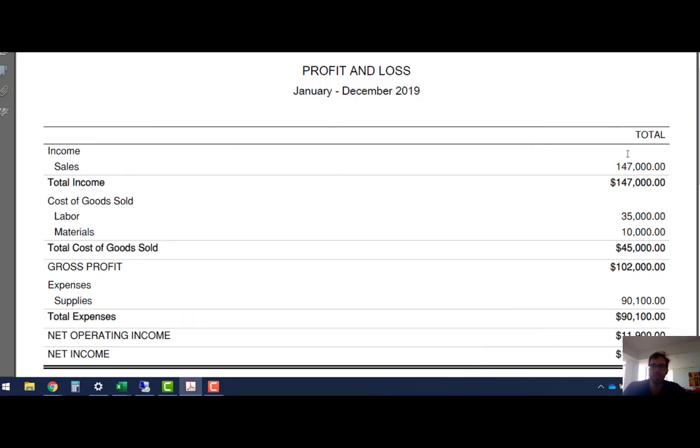It's pretty simple. Sales of 147K, cost of goods sold of 45K, and supplies of 90,000. These are all just random numbers. We were doing a few things in the video, and this is what we came up with. So the net income is only 11,900. We're going to put all this into her tax return.